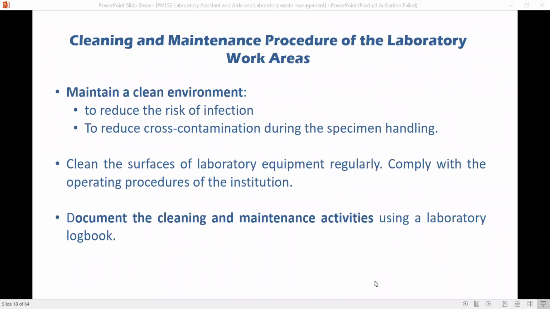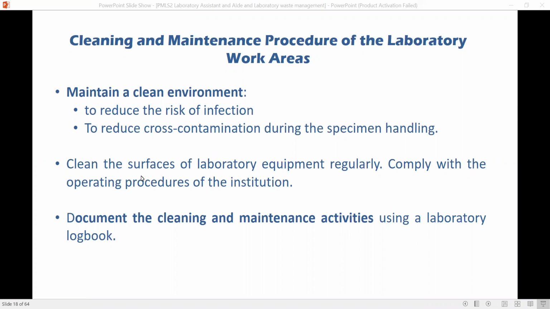Okay. So now, the cleaning and maintenance procedure of the laboratory work areas. It's really important that all the staff members in the laboratory have the responsibility to maintain a clean environment. And that is of course to reduce the risk of infection. So we don't get infected, it has to be clean. It is also to prevent cross-contamination that can happen during specimen handling. So it needs to be clean.